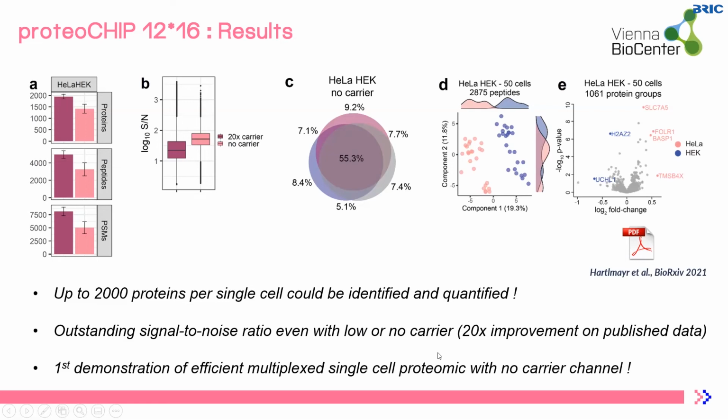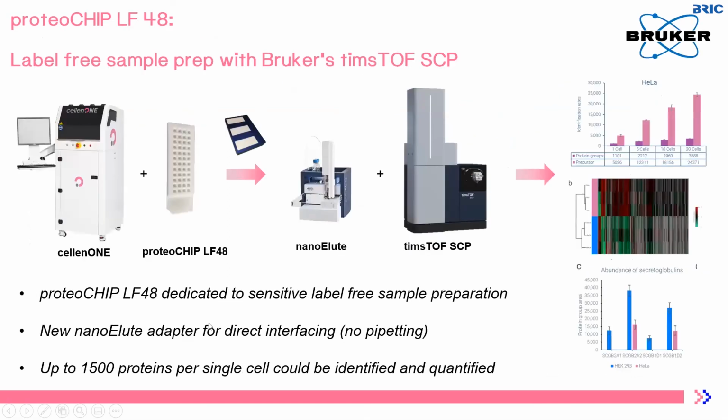So this is an adaptation of the SCOPE method. For those of you who know the SCOPE method, in the SCOPE method, you typically use a carrier of 200 cells. In our experiment, you don't even need a carrier. And we can do the same with the label-free preparation.